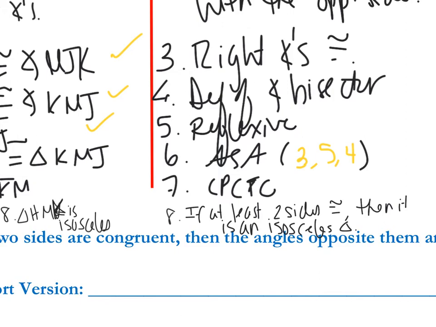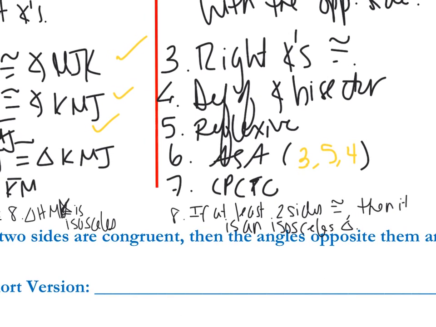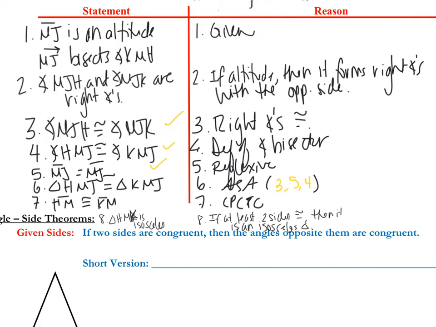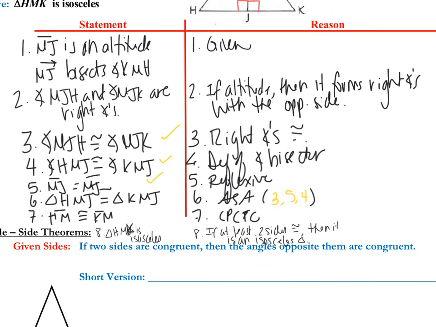If you had said two angles congruent, so let's say you said angle H is congruent to angle K, that's fine, but then you would have to say if at least two angles are congruent, then it is an isosceles triangle. Okay, those are the only two ways you could have proved that problem.